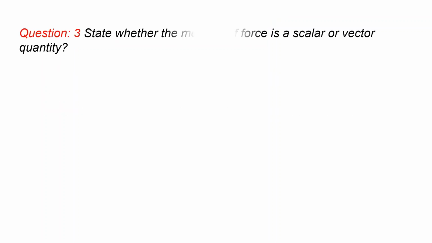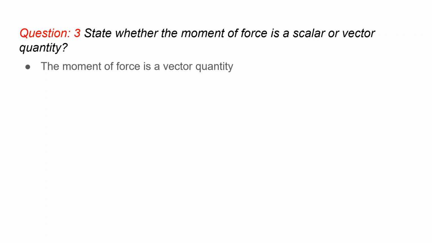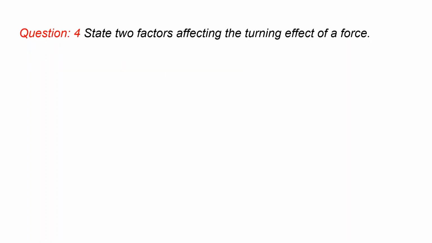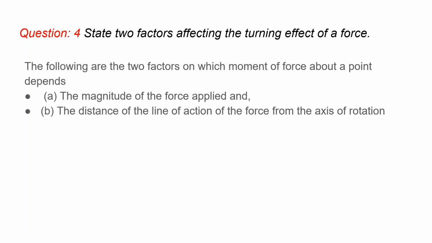Another question is, state whether the moment of force is a scalar or vector quantity. We know that moment of force is a vector quantity. It's the 1 mark question. State the two factors affecting the turning effect of the force. The two factors we know already. They are magnitude of the force as well as the perpendicular distance of line of action of force with axis of rotation.